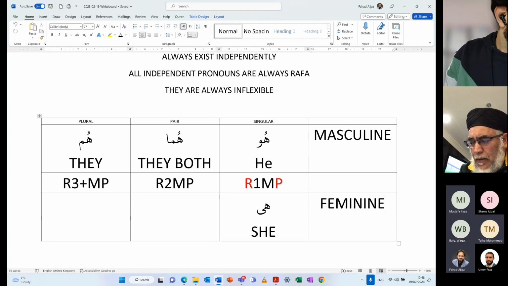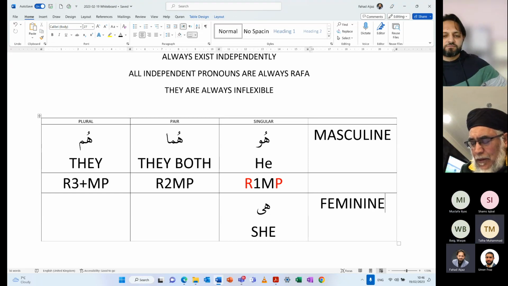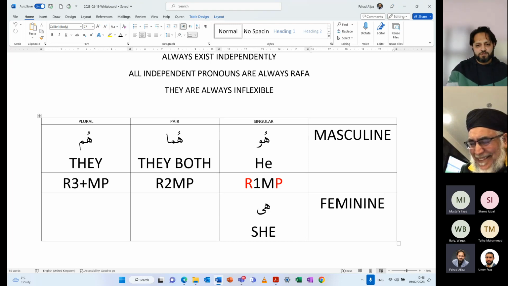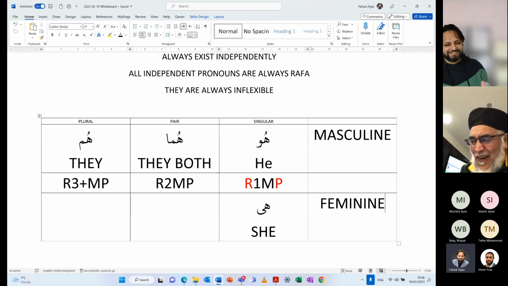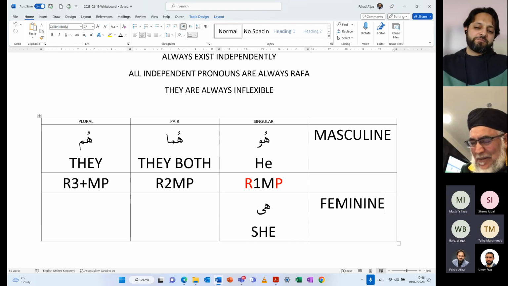Huwa, huma, hum, hiya. Very good. It's like you're doing judo karate. You know that. That's how it is, right? So you can remember it that way.